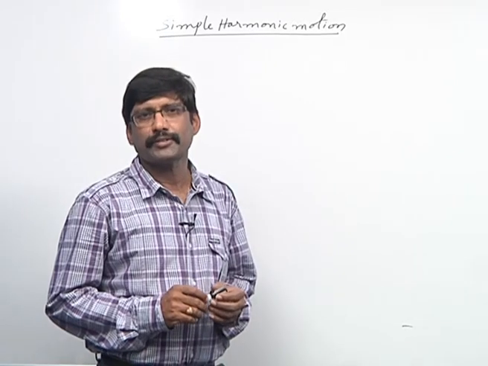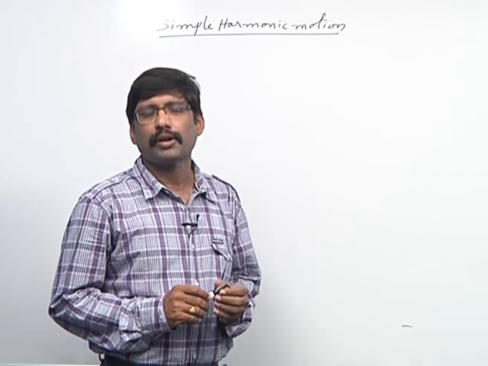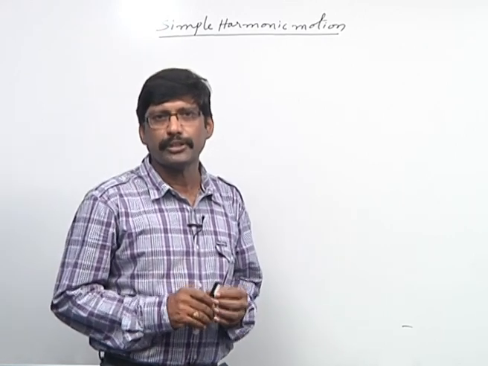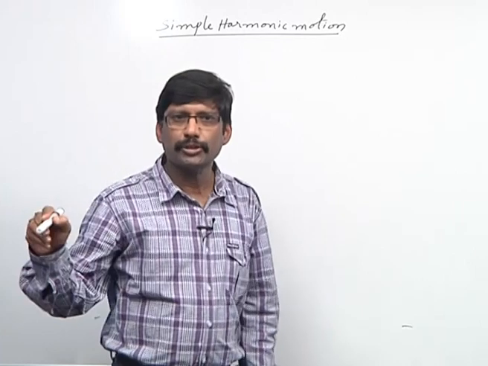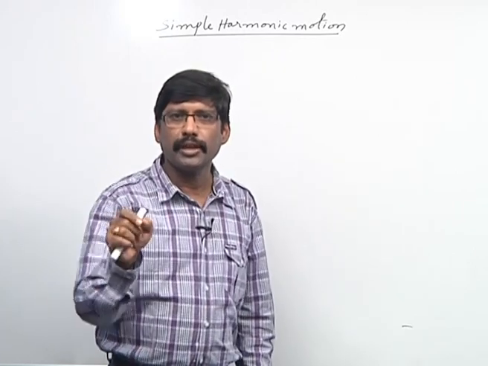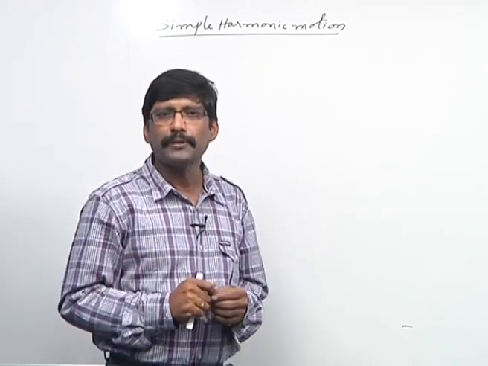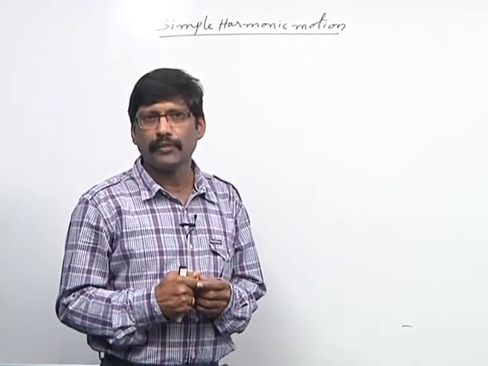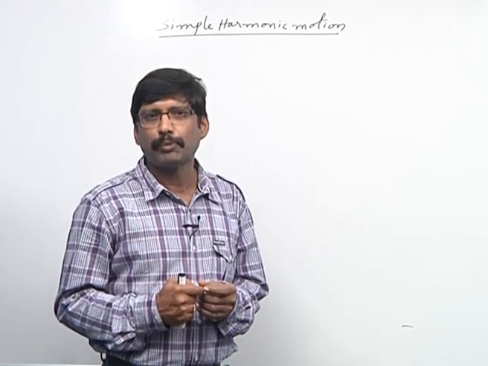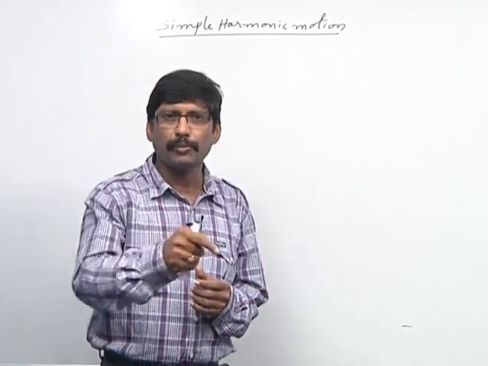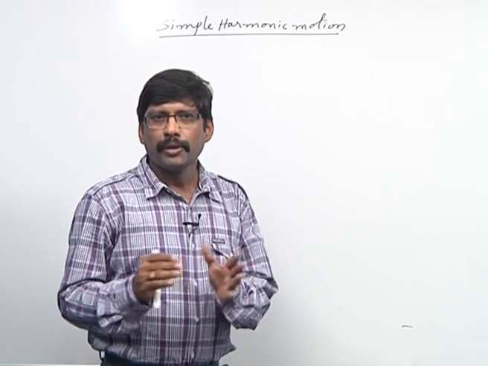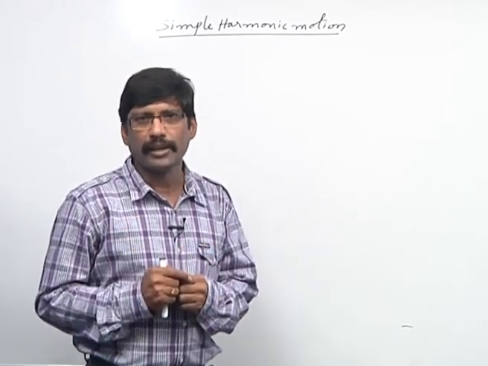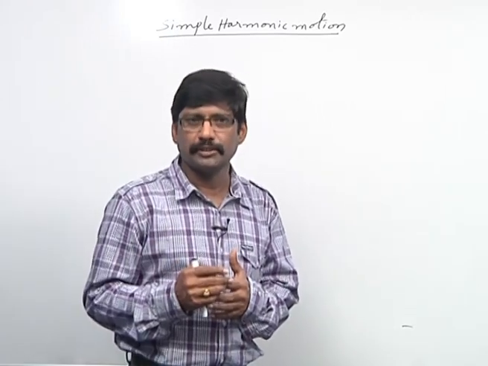Today we are going to discuss a very important motion called simple harmonic motion. As you know, there are different types of motions like linear motion, circular motion and oscillatory motion. Simple harmonic motion is a special type of oscillatory motion where acceleration is directly proportional to displacement and directed opposite to displacement. Circular motion and simple harmonic motion are very strongly correlated. Let us see what that correlation is.